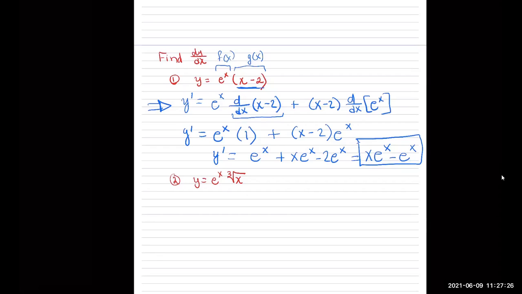Okay, for the second example, I see that radical in there. You see that cube root of x? Yeah, so the first thing I'm going to do is rewrite it as x to some power. So notice I didn't write y prime, I just wrote y equals, because this is the original function. The cube root of x is x to the 1/3. So I have two different functions multiplied together. That's how I know I need to use the product rule.